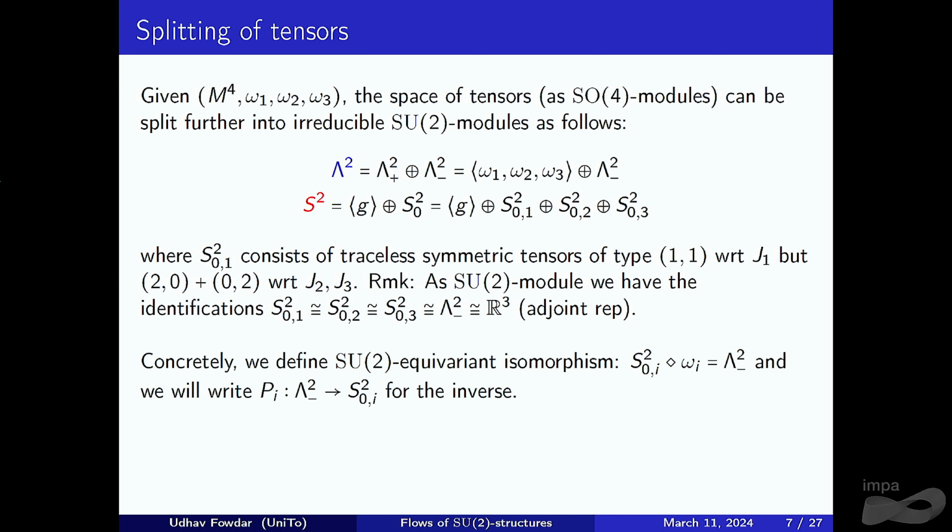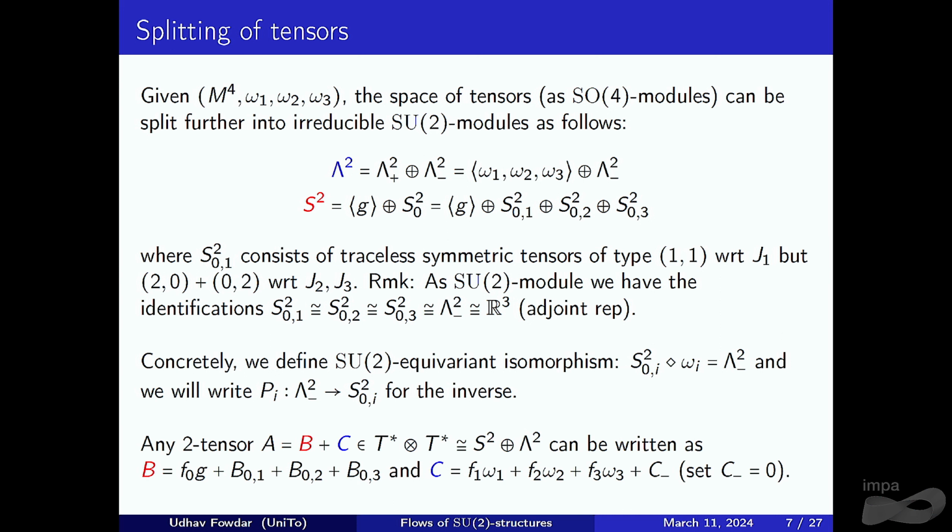And I'll need an identification between these spaces. For instance, if you take a traceless symmetric tensor of type S20I, and I take the endomorphism action on, let's say, omega I, then I end up with an anti-self-dual 2 form. And then I'm going to denote by pi the inverse map. So I convert an anti-self-dual form into a traceless symmetric 2 tensor.